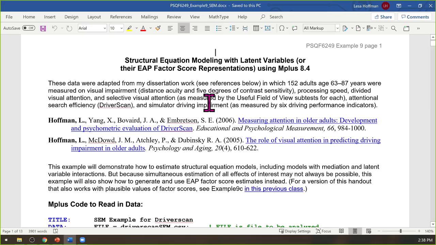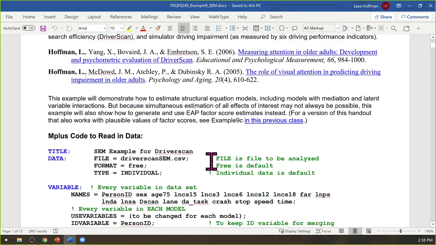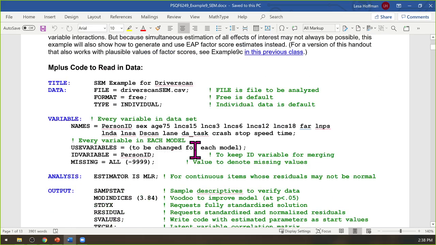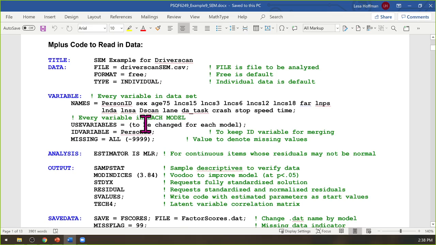The research that I'm talking about was published in these 2 places. The model that I'm showing you is not exactly what was published. I added some stuff so that it would make a better example, but it is based on real data. So in terms of the code, I am in CFA land for this example.